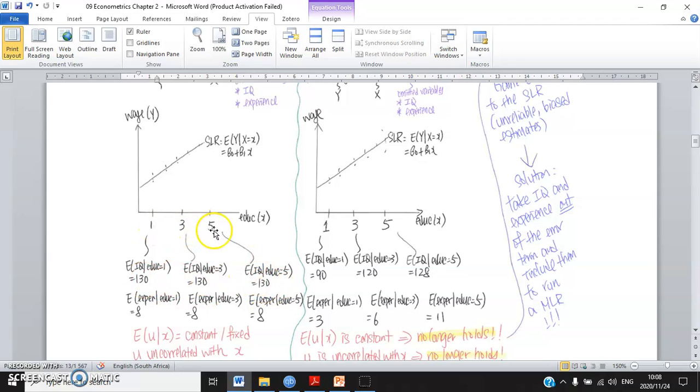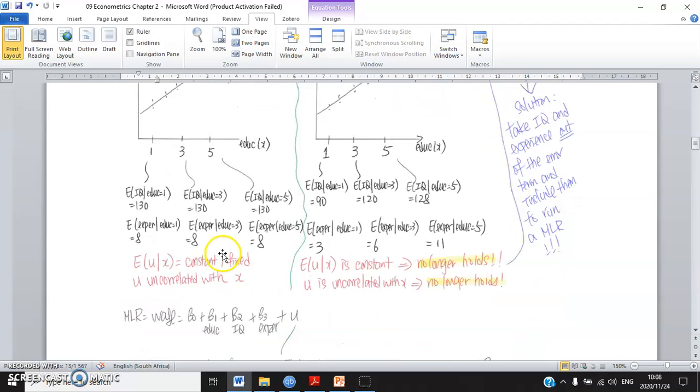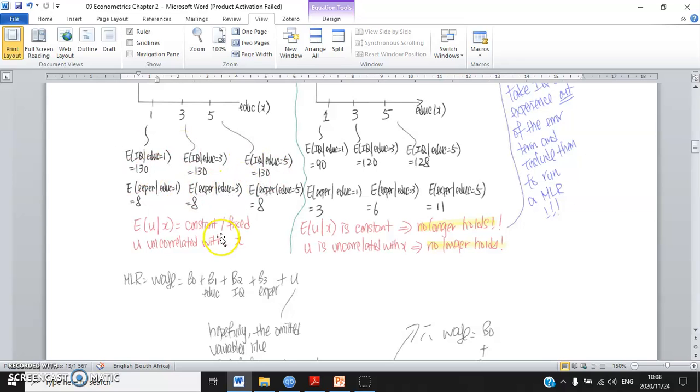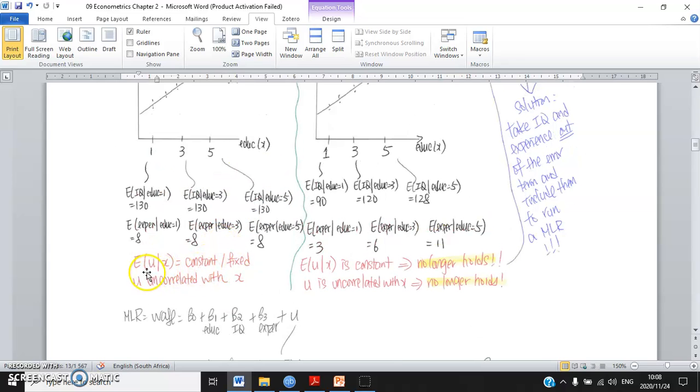So it actually means at all levels of education, the mean of IQ is constant at 130. And then a similar explanation applies when x is equal to 1, 3, or 5. Then on average, years of work experience is the same, which is equal to 8. Only if all these things happen, then this would eventually happen: the mean of the error terms at all x values would be constant, or I think it is 0 actually.